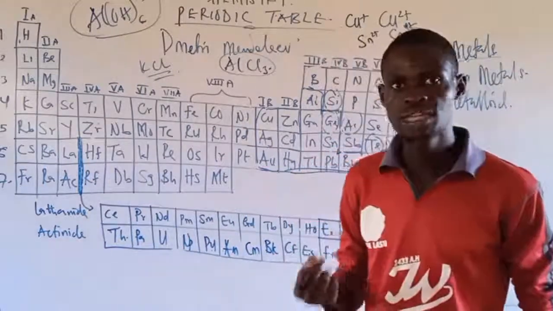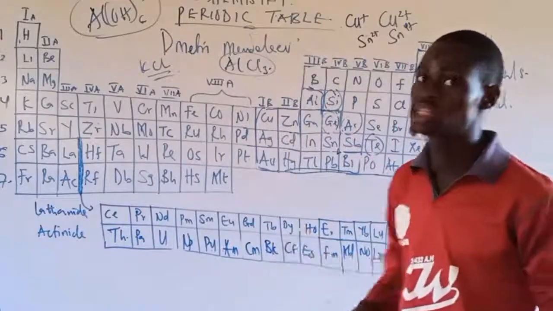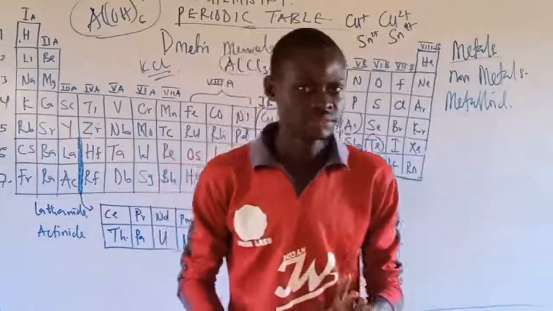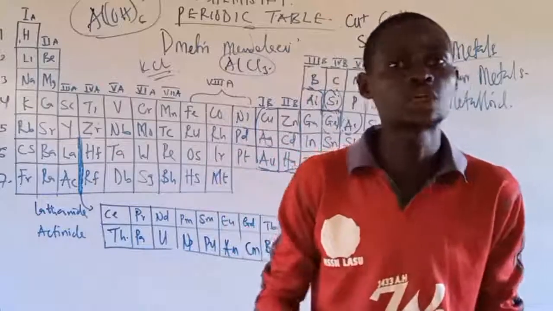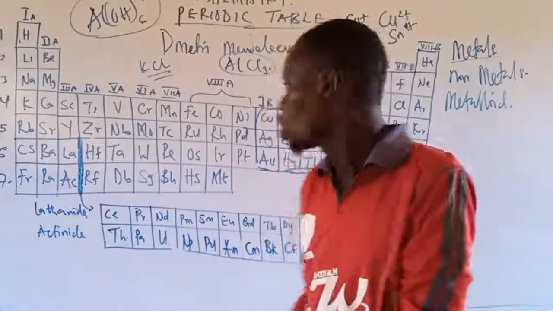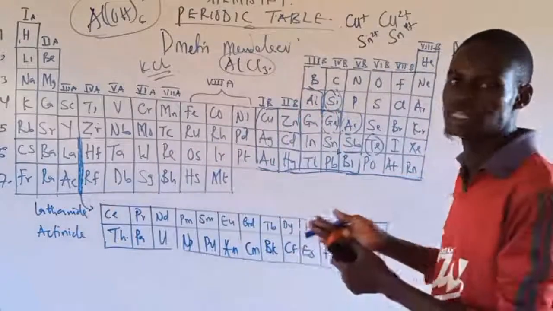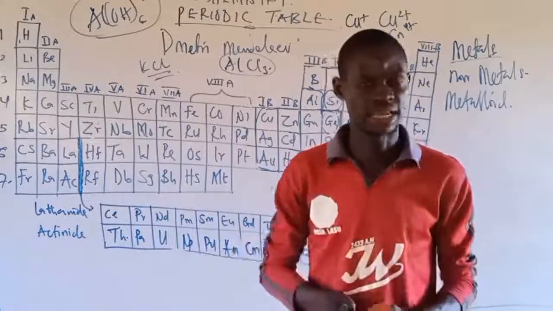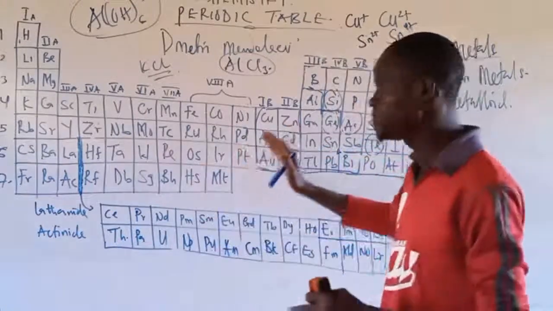normally form amphoteric oxides. For example, zinc oxide is amphoteric in nature. Aluminium oxide is also amphoteric in nature. Amphoteric oxides are oxides that can behave as an acid and can also behave as a base. So the group B metals can exhibit this property. They don't have a single basic oxide. Please note that.